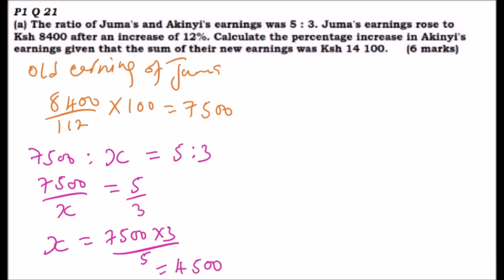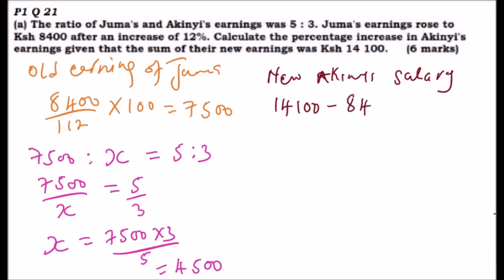So that is Akinyi's salary. So after they were added, the salary came to 14,100. So you can get the new Akinyi salary. It is the total of the new salary minus the salary of Juma, which is 8,400. That is the new salary. Using your calculator, you get this is 5,700.